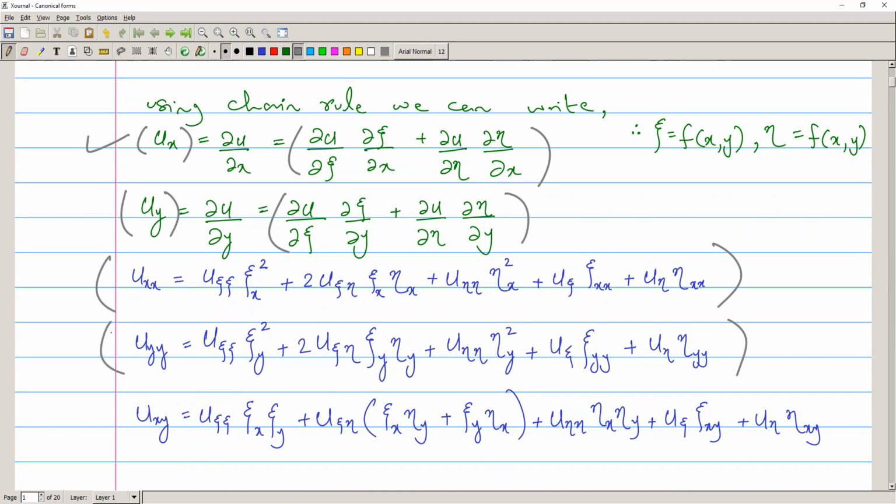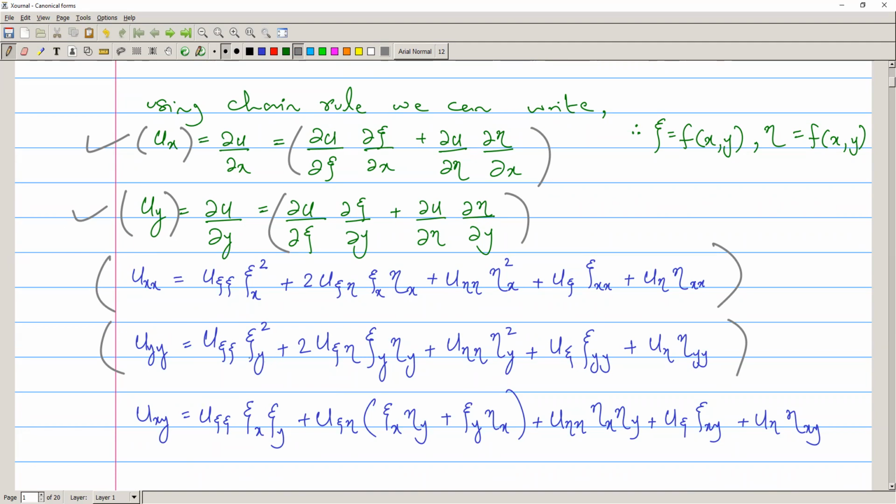In a similar manner, we are going to find u yy. So u yy is again the derivative of this u y. We are differentiating this u y again with respect to y. So what we are getting is u psi psi times psi y squared.